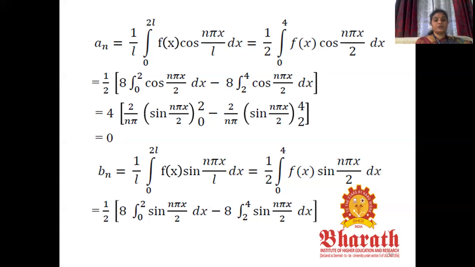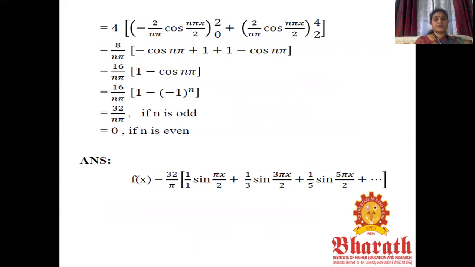Finally, we are going to find out bn. bn is equal to 1 by L according to the formula, 0 to 2L f of x sin n pi x by L into dx. Substituting f of x and integrating, we get the final answer to be equal to 16 by n pi into 1 minus minus 1 to the power of n. When you have n, we have two values. When n is odd, we get 32 by n pi. When n is even, we get 0.